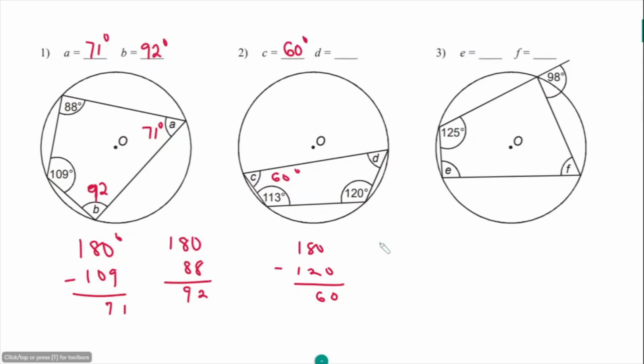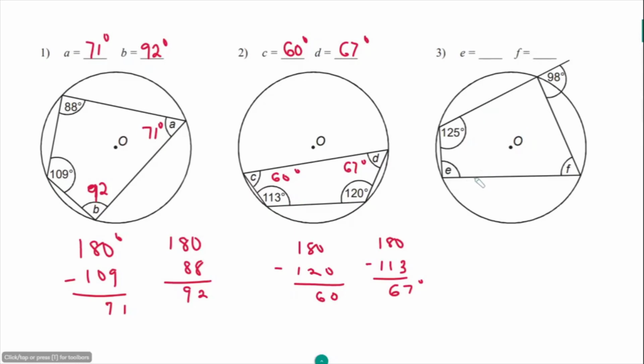For D, the same thing, go do 180, subtract 113, rather, 7, 67. So it's going to be 67 degrees. So D is 67 degrees. But if you add them up, you're going to see they're going to have 180 degrees. So this is going to be 67 degrees. And then we come to question 3.